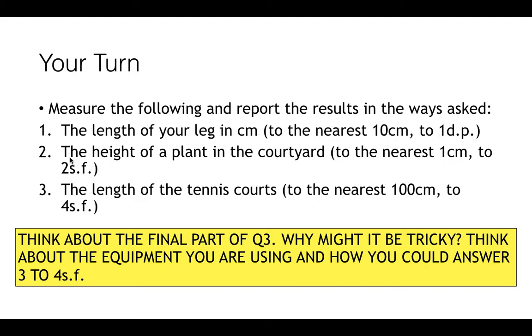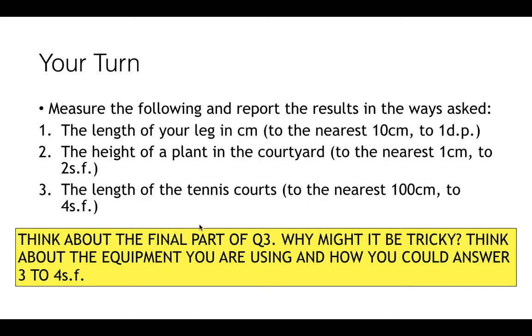And then I'd like you to pick a plant in the courtyard. I'd like you to write down its height in centimetres. Then I'd like you to measure it to the nearest 1 centimetre and then to 2 significant figures. And then finally I'd like you to measure the length of the tennis court, first to the nearest 100 centimetres and then to 4 significant figures.